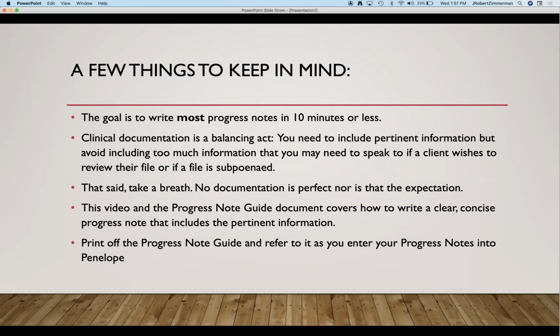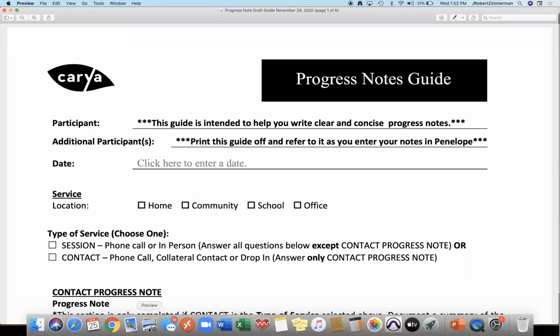That said, take a breath. No documentation is perfect, nor is that the expectation. This video and the Progress Note Guide document that I'll show you covers how to write clear, concise progress notes that include the important information you need. So print off this Progress Note Guide document that I'll share with you and send to you, and refer to it as you enter your progress notes into Penelope. So we'll go to that document now.